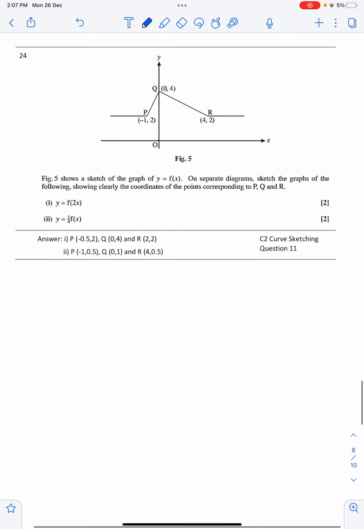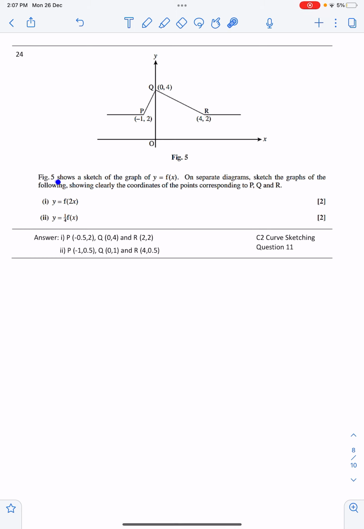Question number 24. It shows a sketch of the graph y equals f of x. On separate diagrams, sketch the graph of the following, showing clearly the coordinates of the points corresponding to P, Q and R. f of 2x means you have to give it a horizontal stretch with stretch factor half.